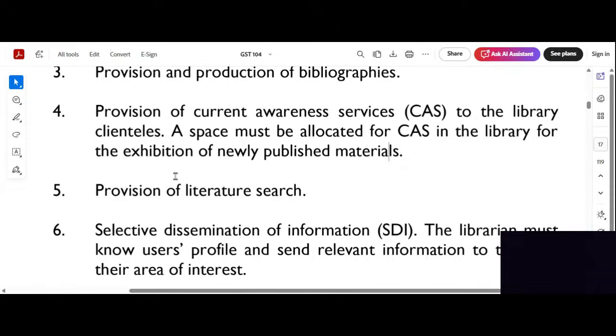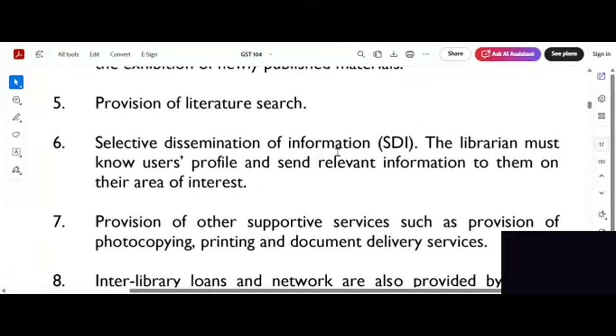Thank you. So what other function does the research or special library serve? They serve the provision of literature search. Those of you that have written a project before, you know what we're talking about. Literature search. You do this a lot when you are writing your final year project.